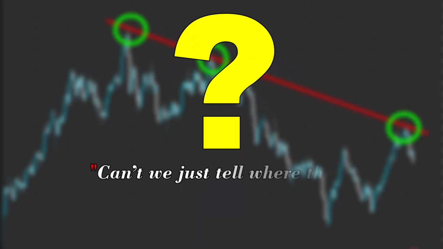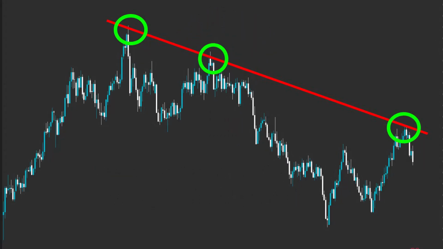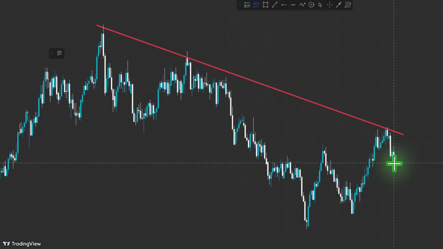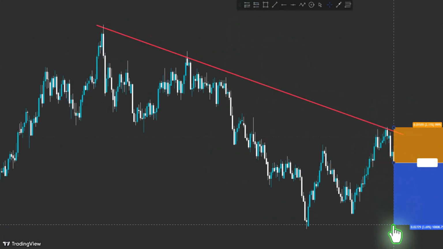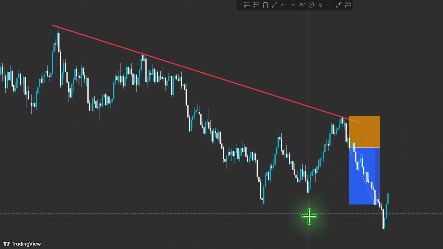You might be wondering, can't we just tell where the market is going by looking at the chart? Why do we even need trend lines? The answer is simple. Trend lines do more than just reveal the trend. They also help us identify trade setups that we might otherwise miss if we were analyzing the chart with the naked eye. Here's a perfect example.